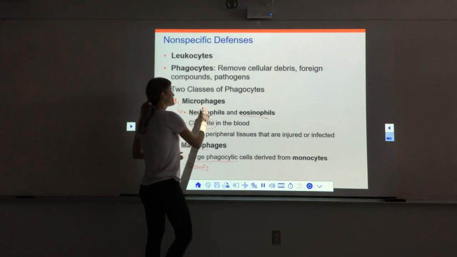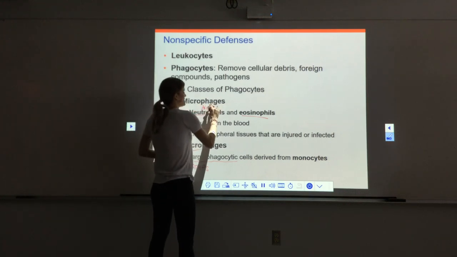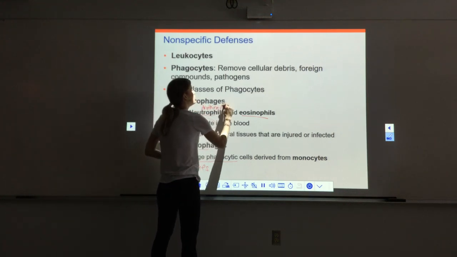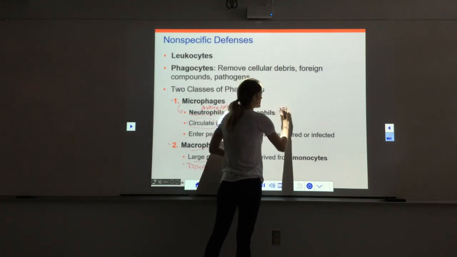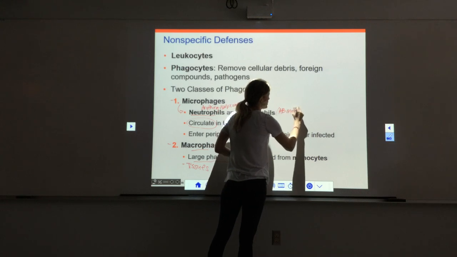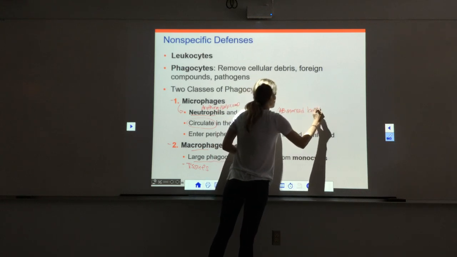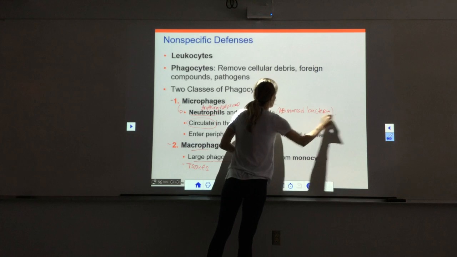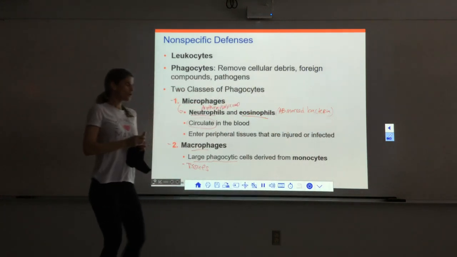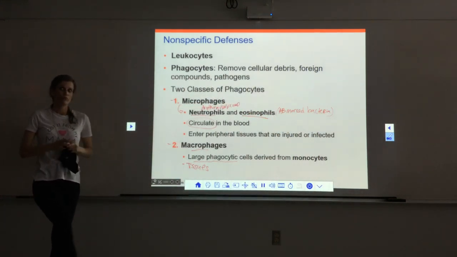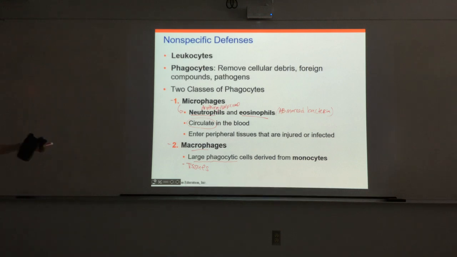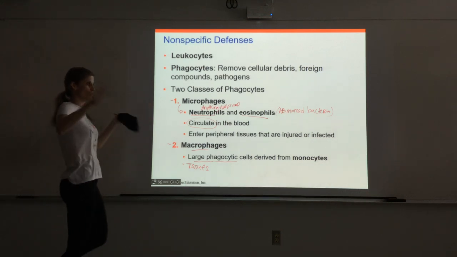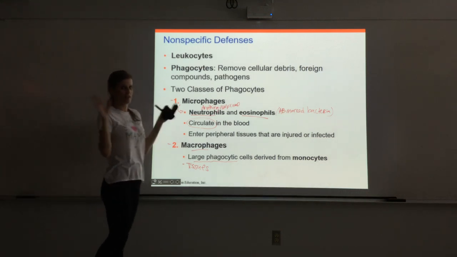When we look at neutrophils, neutrophils will phagocytize anything abnormal. The eosinophils will phagocytize antibody-marked bacteria. Okay, so we have to actually mark the bacteria with antibodies before the eosinophil will be able to phagocytize it. It kind of needs to be told, hey, this is something that needs to go. But the neutrophil, anything weird, it'll do. Same thing with macrophages, anything abnormal, it'll do.